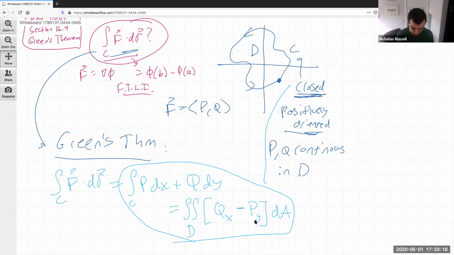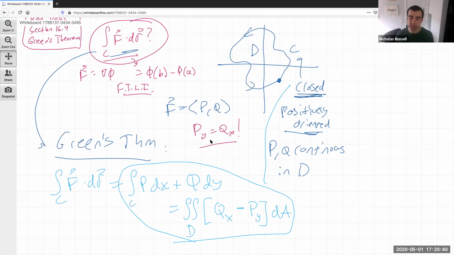Now, you might say to yourself, well, where have I seen this before? Where have I seen Qx and Py? Well, as a reminder, the test for conservativity of a vector field is actually just seeing if Py is equal to Qx. That is a test of conservativity.